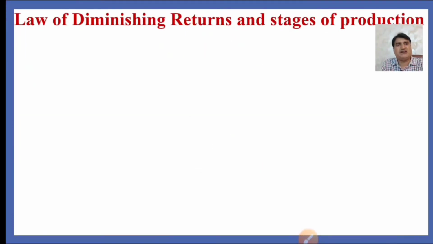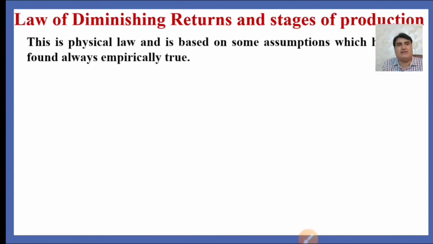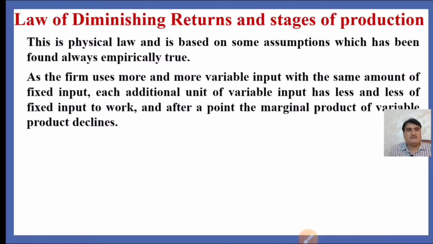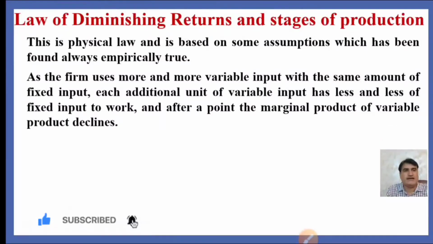The law of diminishing returns in stages of production. In detail we covered the law of diminishing returns and returns to scale. If you have not watched my video, you can watch. So this is a physical law and is based on some assumptions which have been found always empirically true. The law of diminishing marginal returns states that as the firm uses more and more variable inputs with the same amount of fixed input, each additional unit of variable input has less and less fixed input to work with, and after a point the marginal product of the variable input declines.